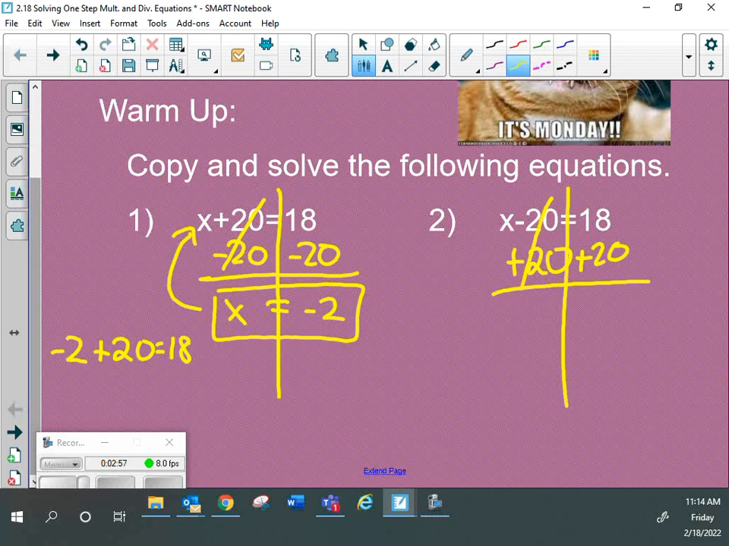Over here, I'm left with x is equal to 38. If I'm unsure, plug it in. 38 minus 20, does that give me 18? Yes. For the answer, would it be what x equals? Great question. I'm looking for the solution. I'm looking for the value of x.